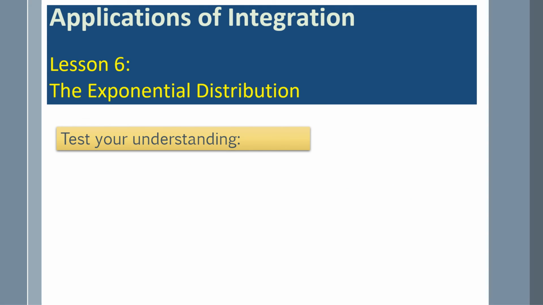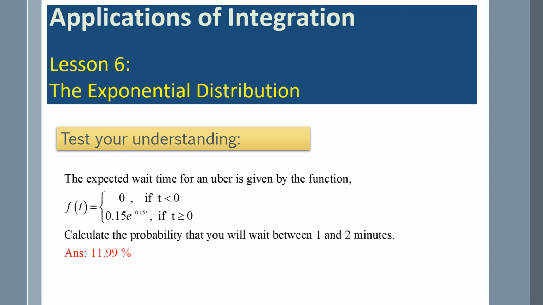To test your understanding, we've got a question here about Uber wait times. The expected time for an Uber is given by the function f(t). Calculate the probability that you'll wait between 1 and 2 minutes. So have a go at completing this question and check that your answer is approximately 11.99%.